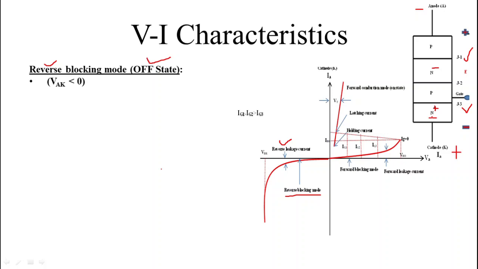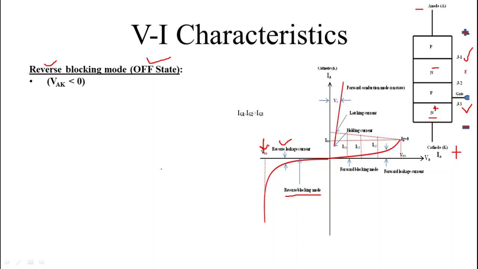So junction J1 has high voltage withstand capability. So when we increase the reverse voltage, then junction J3 breaks easily and the whole reverse voltage will appear across this junction J1. If reverse voltage is increased beyond this reverse breakdown voltage VBR, this is VBR.